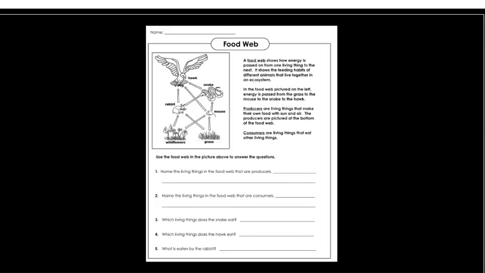All right, so now we're going to do another quick activity. On the back of your paper, you can go ahead and do this one, food web. Like I said with the other one, you can write down the questions and the answers. Right now is the time that you can pause the video again. When you get finished, press play so you can start the video again.